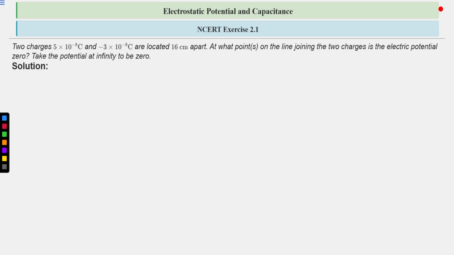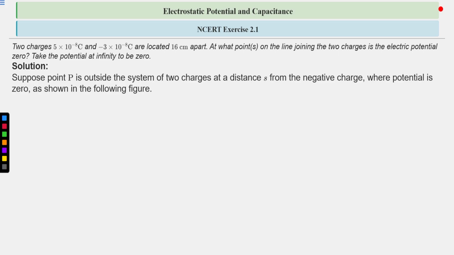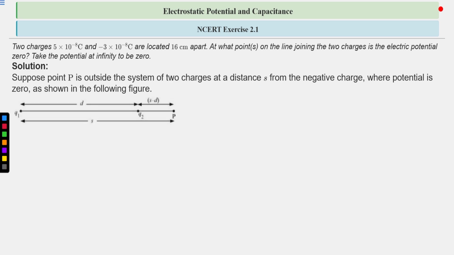Now we will take the second case. Suppose point P is outside the system of two charges, at a distance S from the negative charge, where potential is 0, as shown in the following figure.